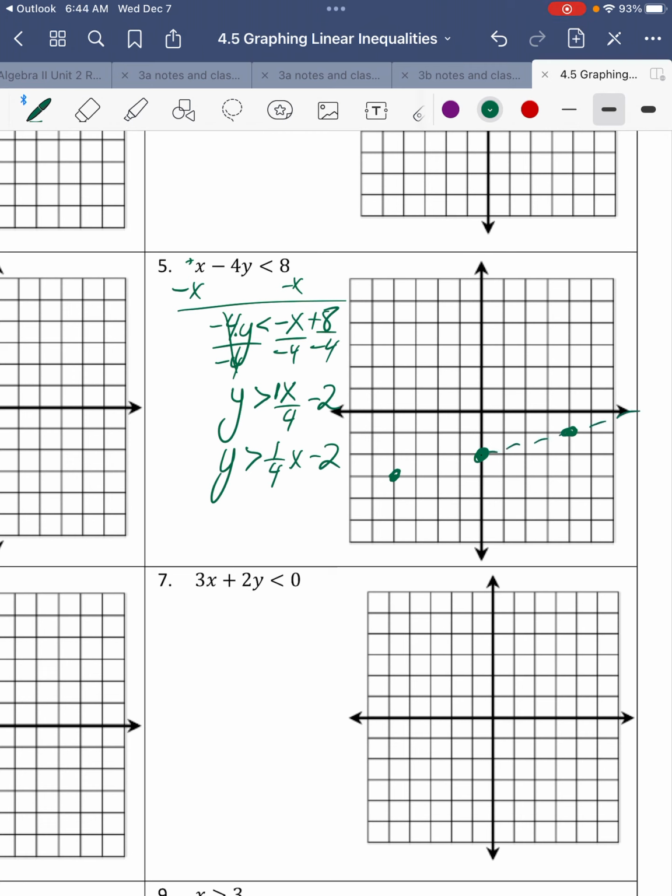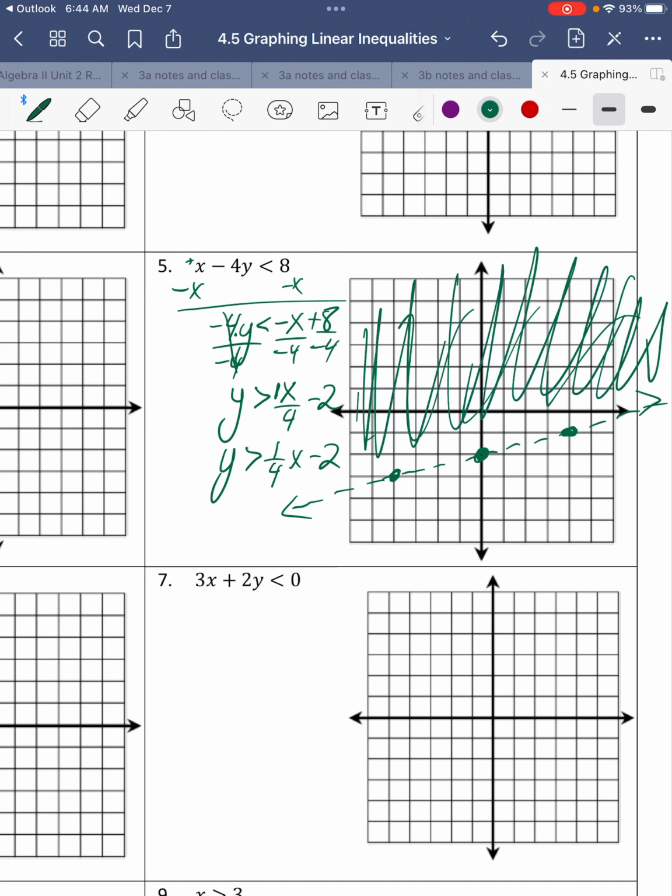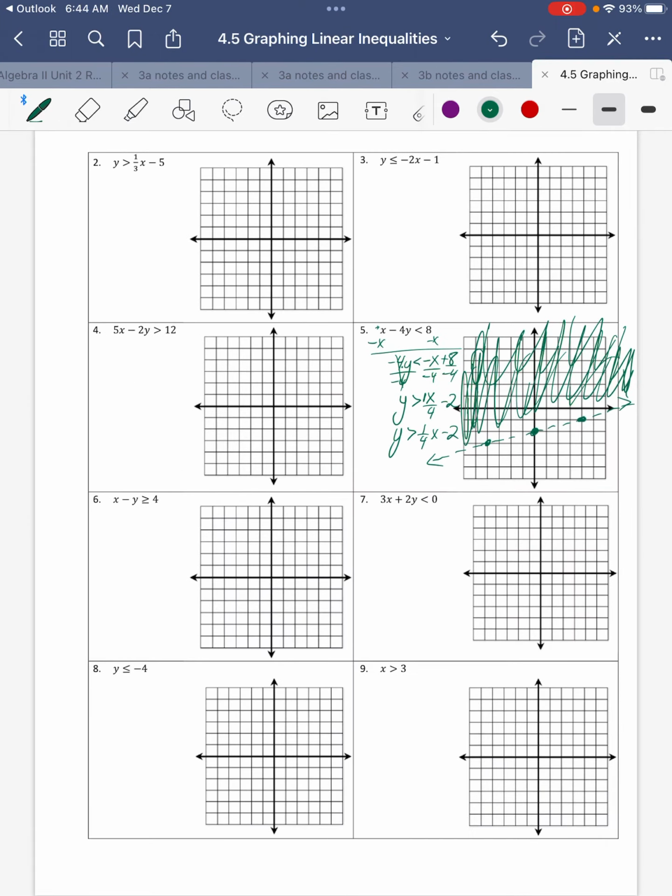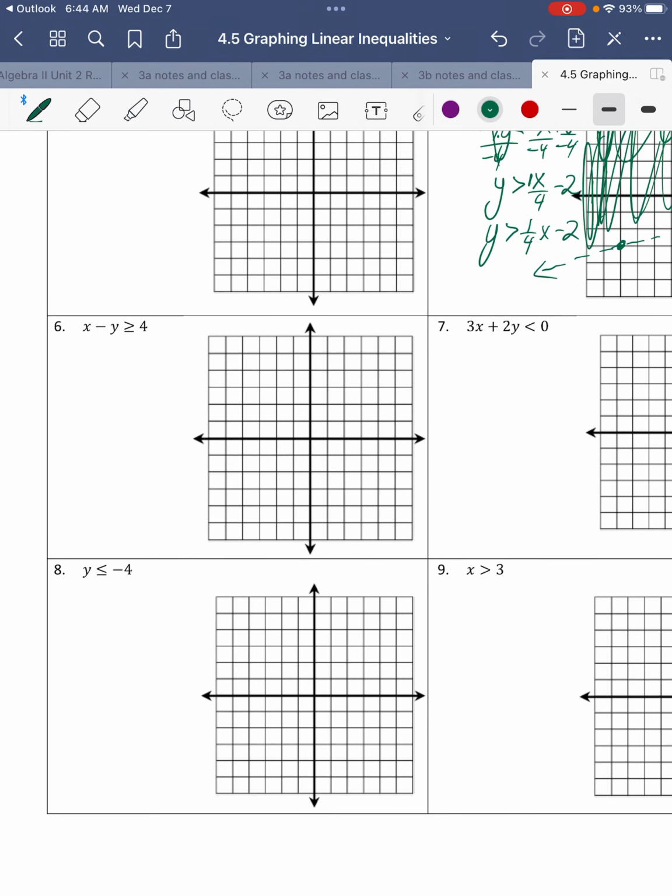Again, it's a dashed line here. And where do we shade? Greater than. Greater than is above. So anywhere in the shaded area is going to be a solution. Now let's take a look at number 8. We'll do a number 8.